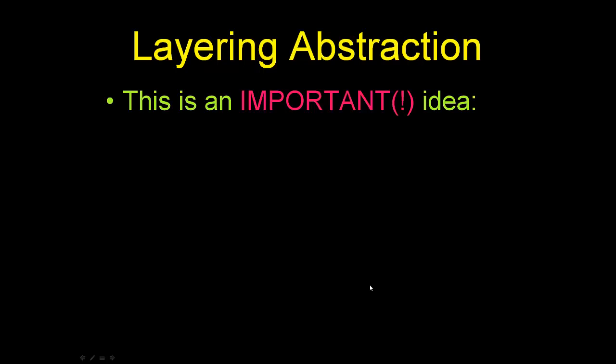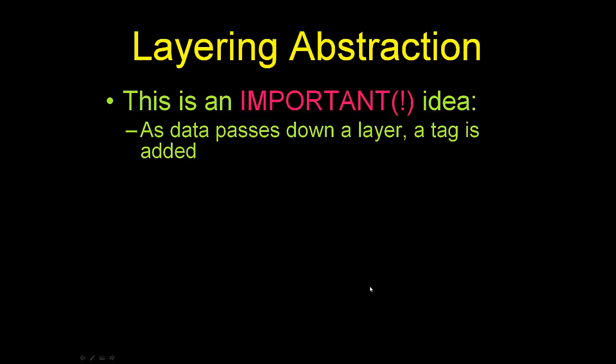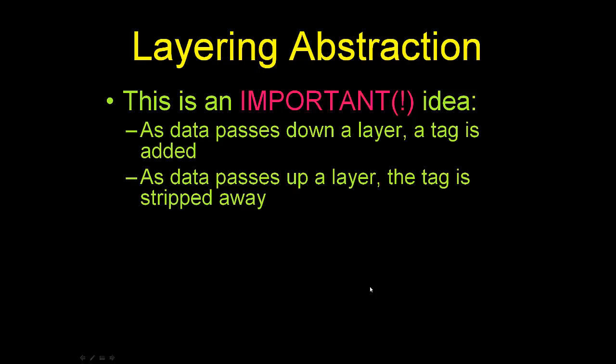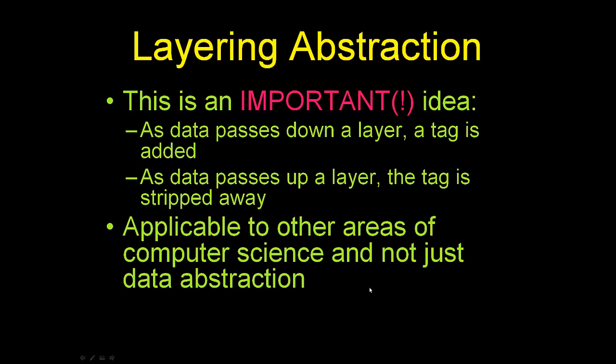So this is a layered abstraction. It's a very important idea in computer science. The idea here is that when data passes down a layer, a tag is added. When data is passed up a layer, the tag is stripped away. This actually is applicable to other areas of computer science and not just to data abstraction. In fact, this is a very important idea in networking. When you do your transmissions over wireless, everything, this is actually important. That will be a much more advanced class, and you can learn about it there.